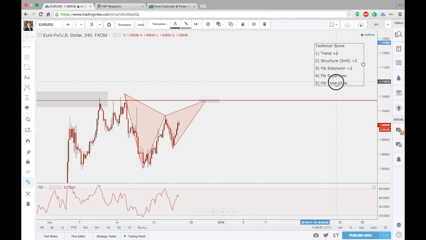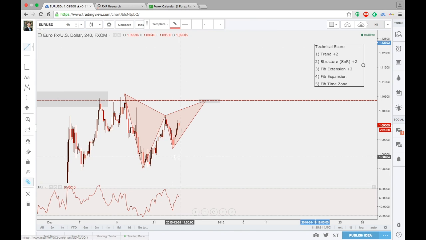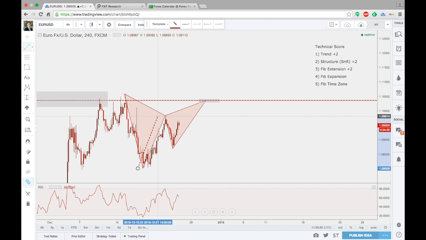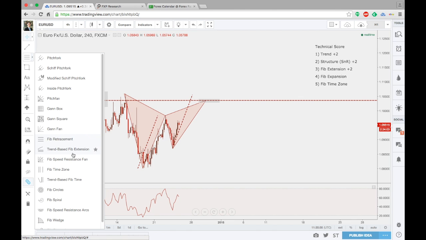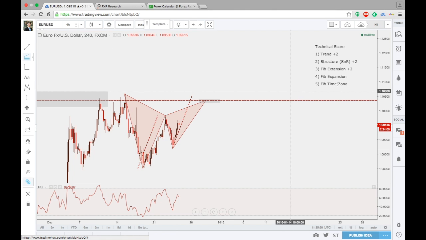Let me explain what expansion is. Expansion basically measures whether this move is a one-to-one movement. If I clone it, you can see whether it is a one-to-one movement. A one-to-one movement completes somewhere around this region, which is the 1.1056 level. You can do it manually like this, or you can use this trend-based fib extension, in other words fib expansion, to measure this.